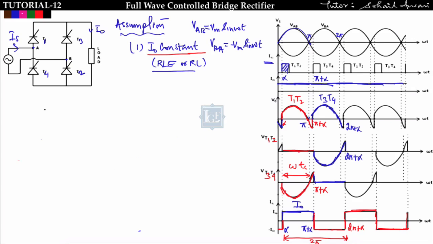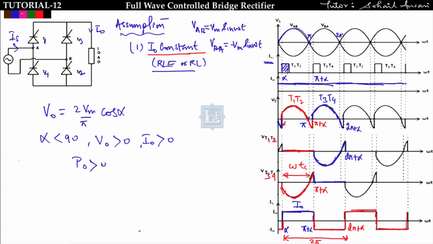Now take one note, that we are getting V naught equal to 2 Vm upon pi into cos alpha. This means the output voltage depends upon the triggering angle, that is alpha. So if alpha is less than 90, cos alpha will always be positive. So V naught is greater than 0 and I naught is also greater than 0. So in this case P naught will be greater than 0. So we can say that power is transferred from source to load.